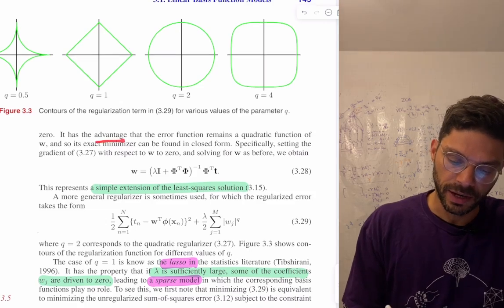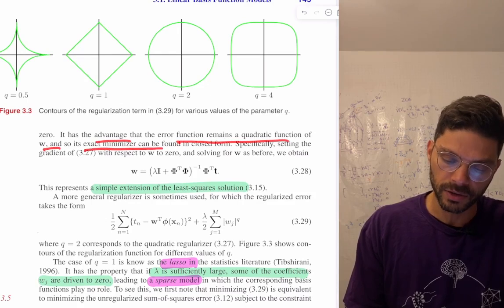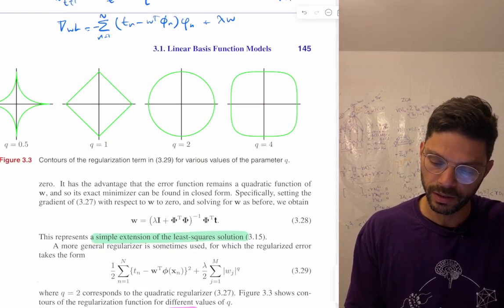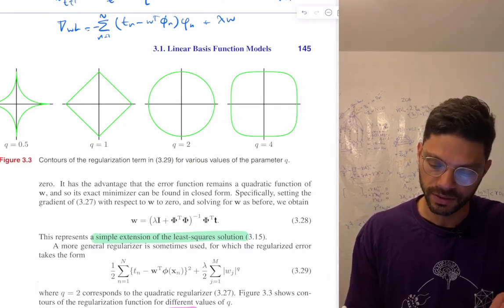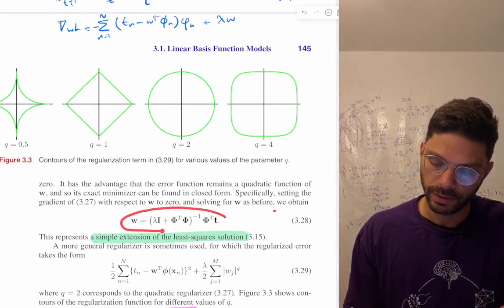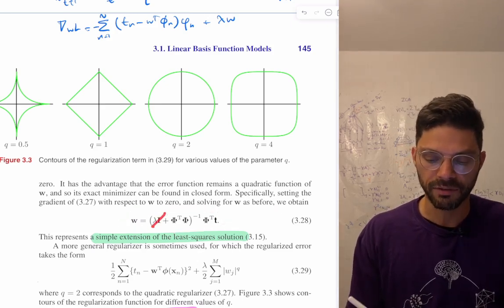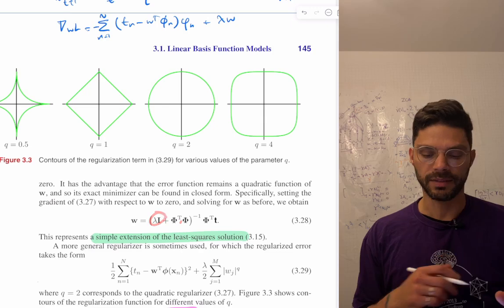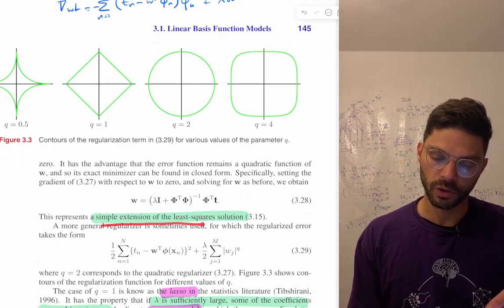So it has the advantage that the error function remains a quadratic function of W, and so its exact minimizer can be found in closed form. If we plug all that in and solve for W, we obtain this expression. Remember, our old expression for W didn't have this in it. It was just phi t phi inverse times phi t, and now we've got this lambda term showing up. And this represents a simple extension of the least squares solution.